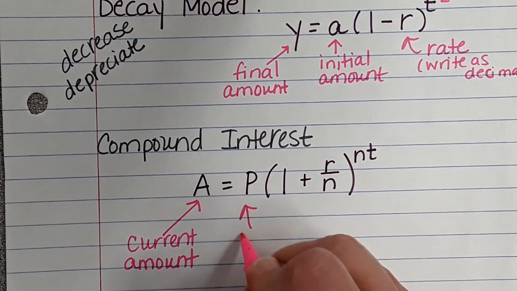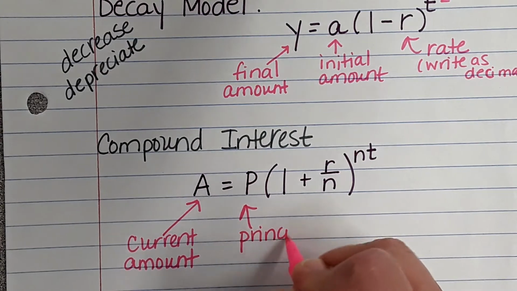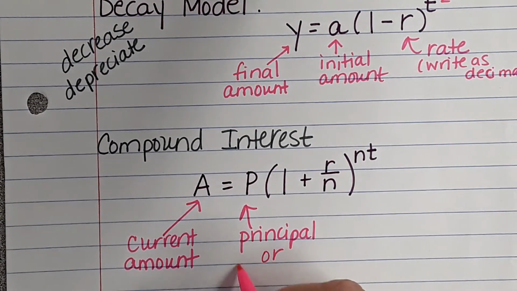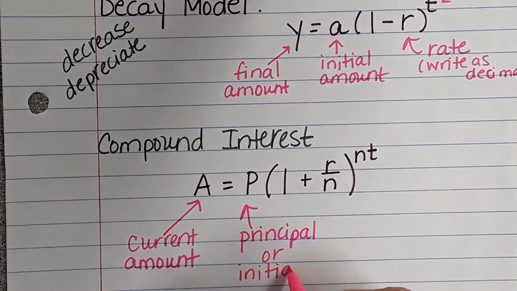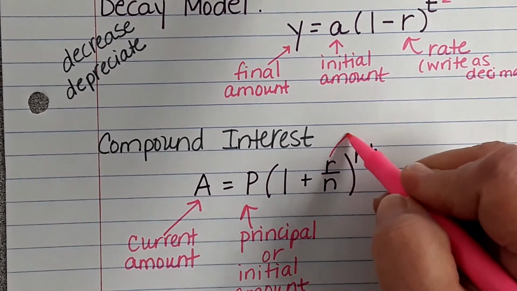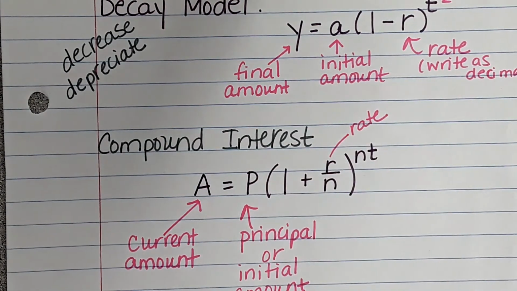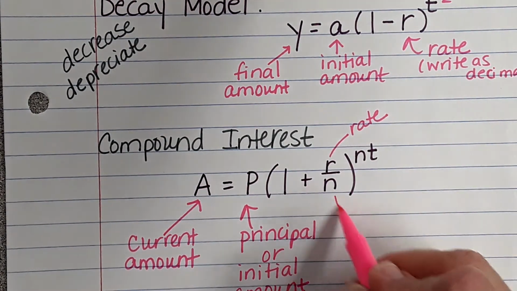P is what we call the principal. In a loan, that's what they call it: how much principal, or your initial amount. So if you take out a loan, it's called the principal. If you open a savings account, it's called the initial amount. R is still your rate, and yes, you need to write it in decimal form.